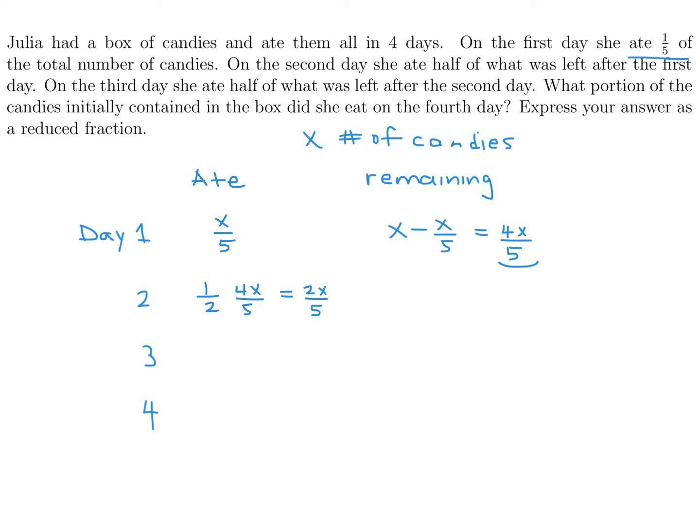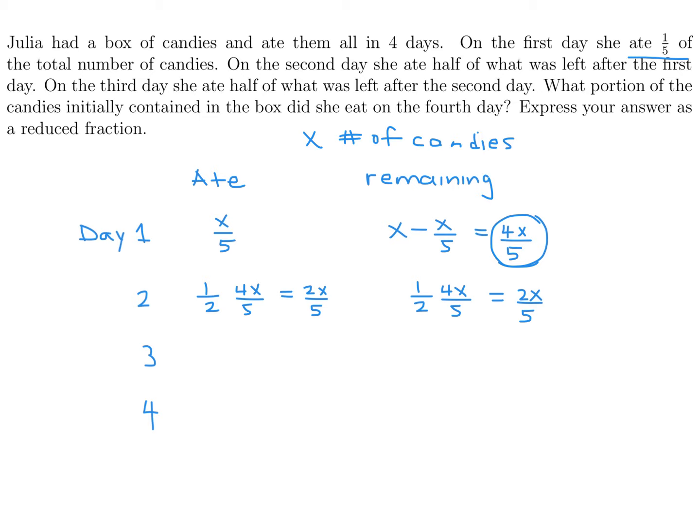If we reduce it to lowest terms. So if she eats half, that means she doesn't eat the other half. So the other half she doesn't eat, and that's what's remaining. So this is the other half, 1/2 times this guy, which is of course also 2x over 5. Okay. And then now we have the third day.